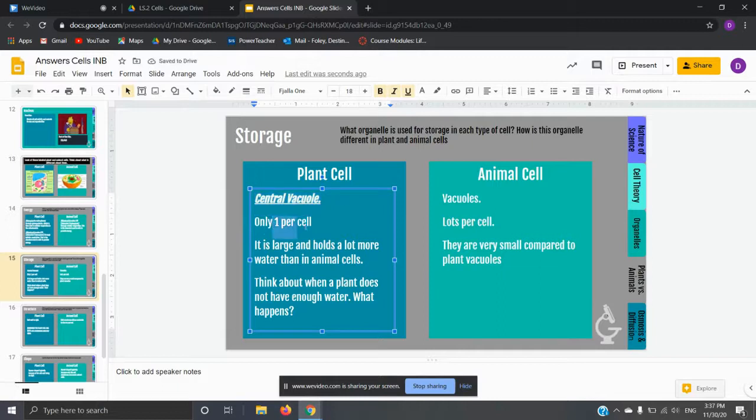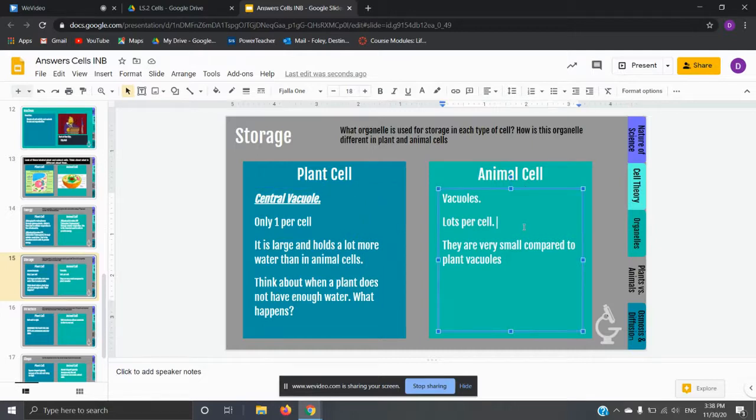Central vacuole. There's typically only one per cell, and it is large and holds a lot more water than animal cells. So I put this question on here. Think about what happens when you don't water a plant enough. What happens to that plant? The plant starts to wilt, to droop, to drop down. That's because the central vacuole doesn't have enough water inside of it to help hold the plant up.